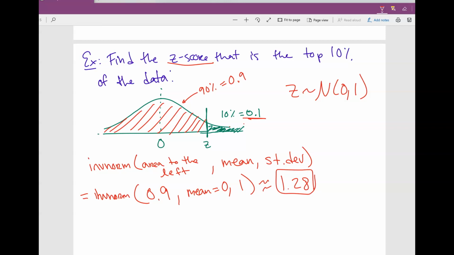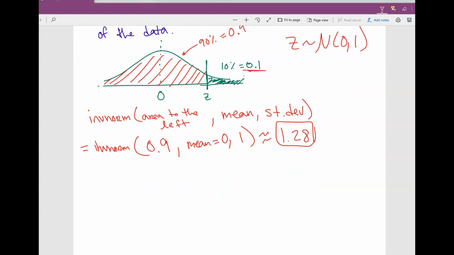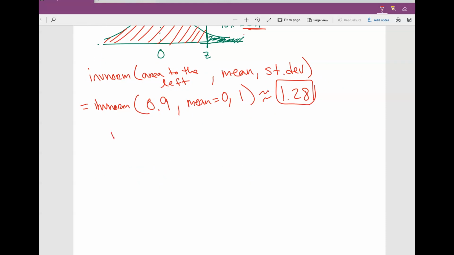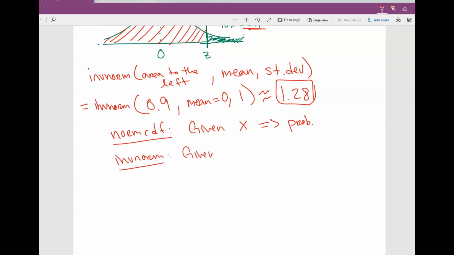So there's not a lot to these problems. Just be careful when to use normal CDF and when to use inverse normal. Remember that with normal CDF, you are given an x value and you want the probability. With inverse normal, you're given a percent, a probability, or a percentile, and what you want to figure out is that x value.